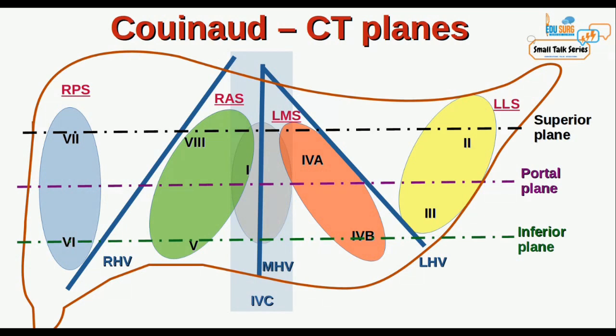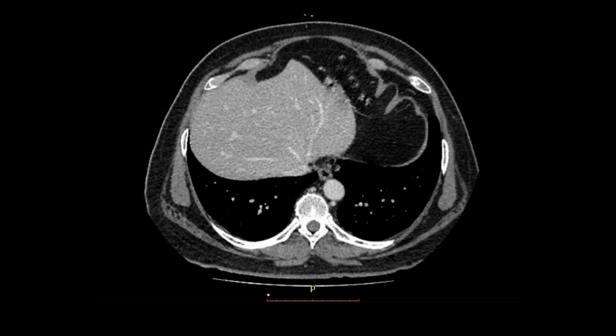So now let's dive into a CT scan and see how you can identify all these structures. As I've already told, the EduSearch Small Talk series is more of a revision platform for all of you. So this CT liver anatomy is going to go fast, but if you want to understand it in detail, you can go to the EduSearch Radiology playlist where you can see the CT from basics, different phases of CT, as well as the CT liver anatomy.